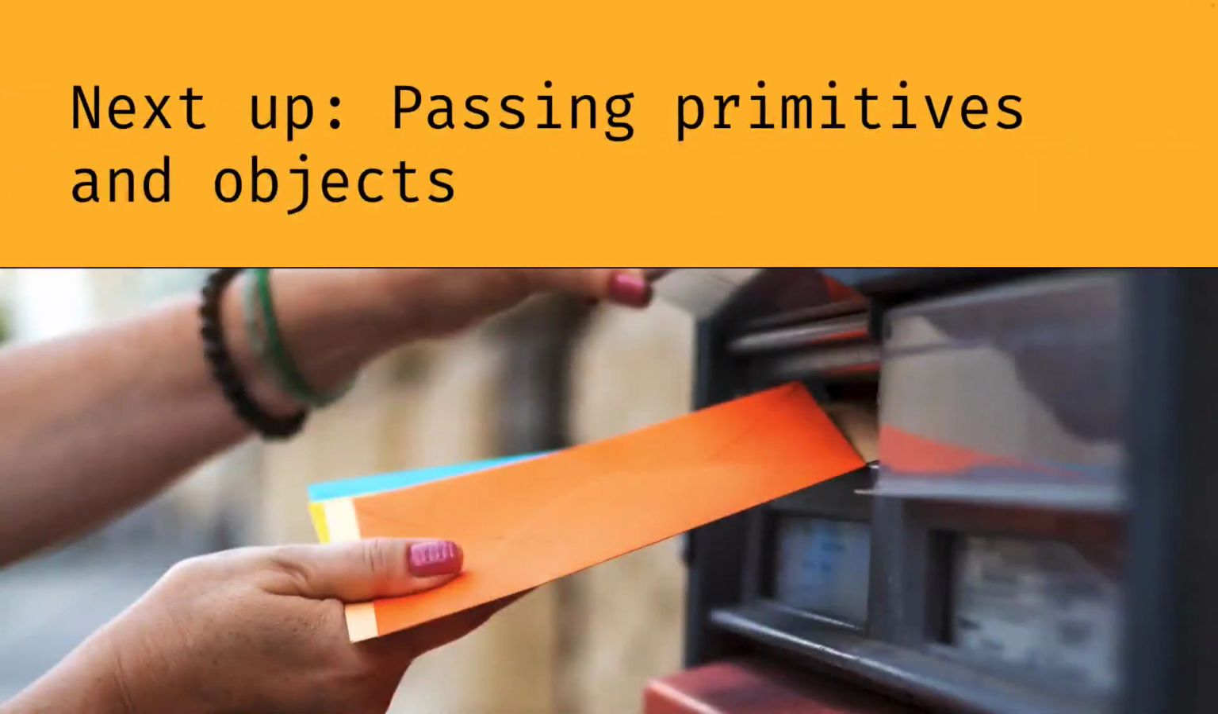This is a very brief version of how the stack and the heap works. It's a lot more complicated in real life, but it's enough for now. Let's see what happens with primitives and objects when we pass them around.